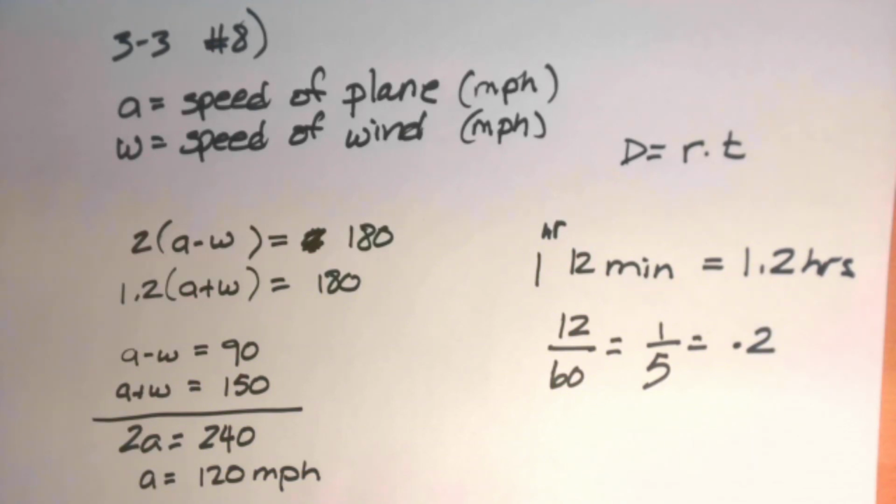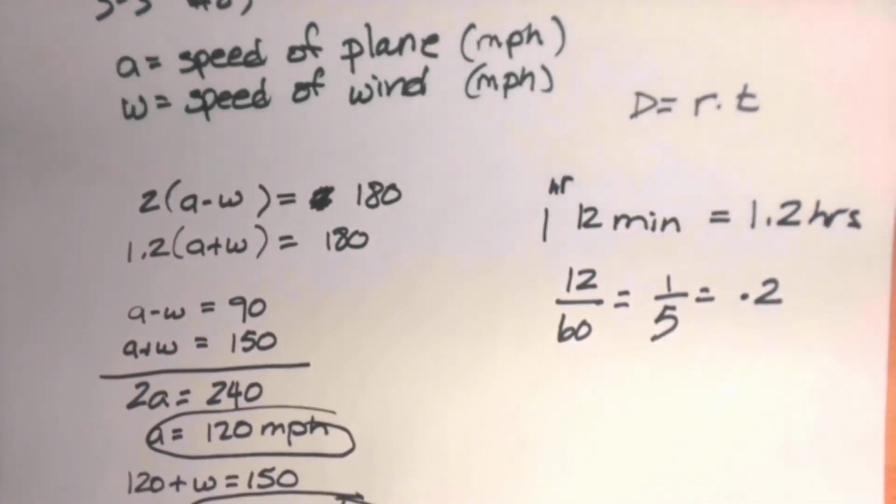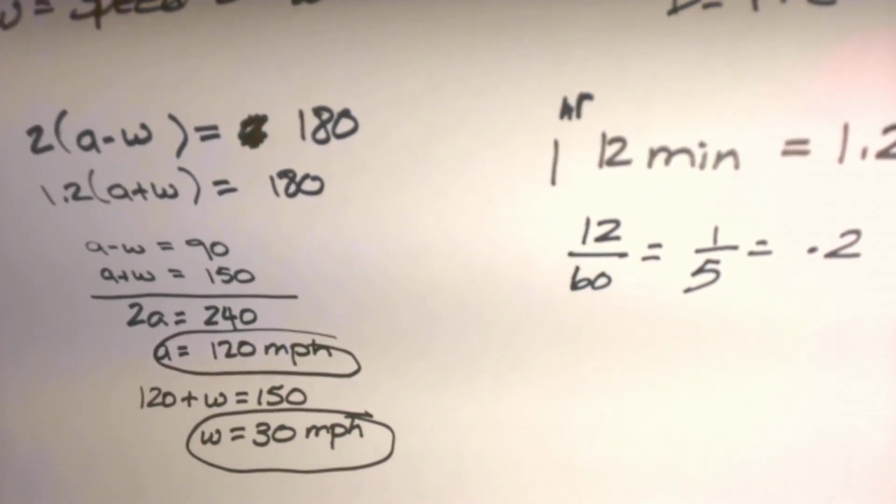On the way there, the wind is slowing down the airplane, so its net speed is only 90 miles per hour. And it takes 2 hours and he goes 180 miles. On the way back, the wind is speeding him up, so he's going 150 miles per hour, and it takes him 1.2 hours to go 180 miles. Okay, so there are our two answers. The speed of the airplane is 120 miles per hour, and the speed of the wind, I kind of ran off the screen there, sorry about that. The speed of the wind is 30 miles per hour.